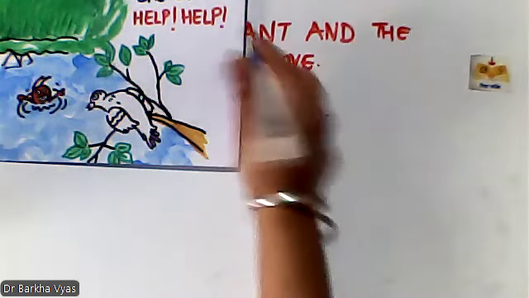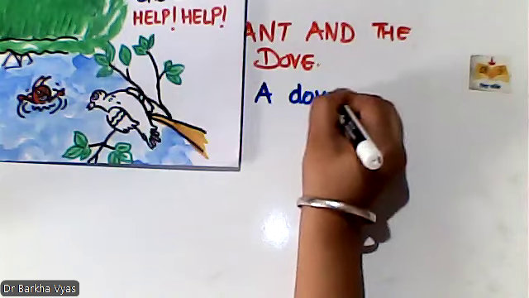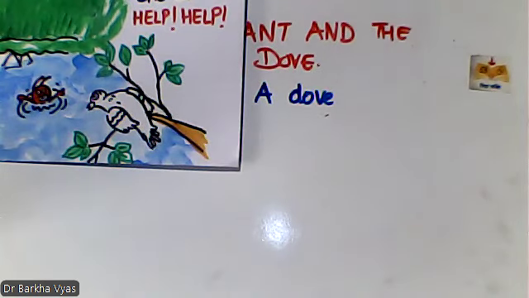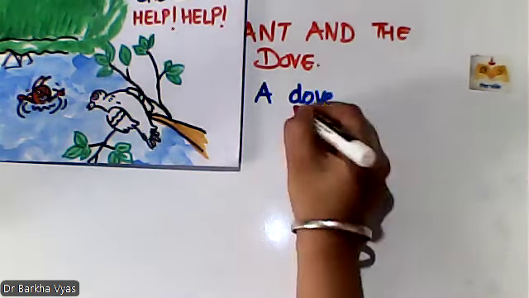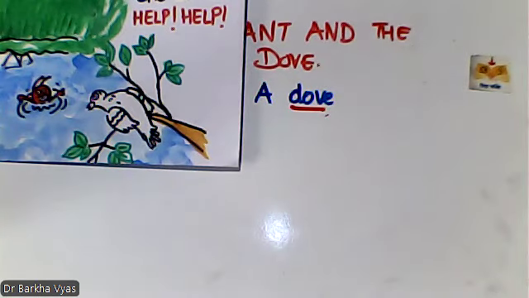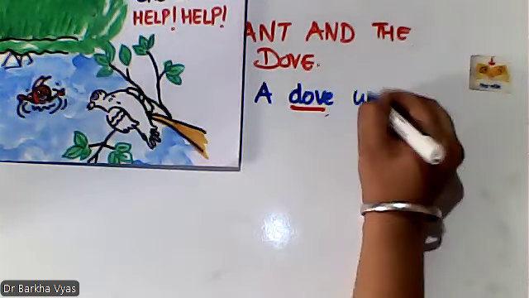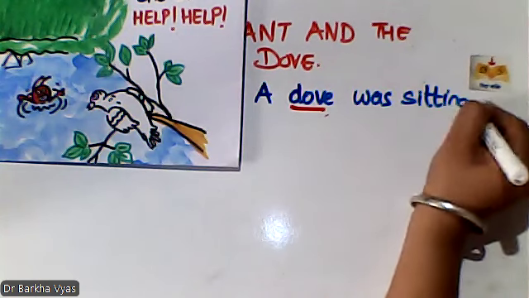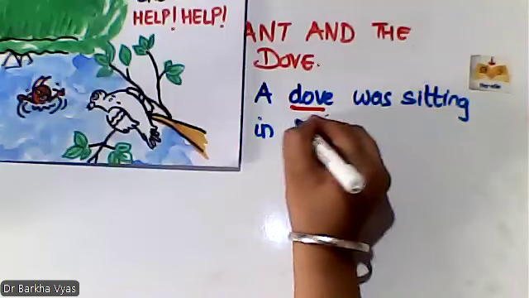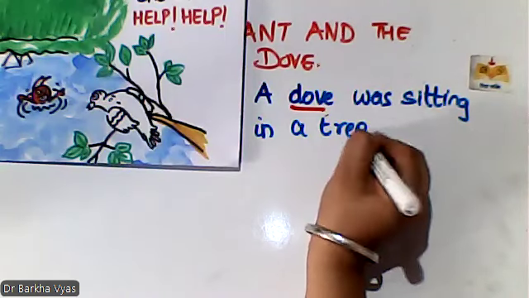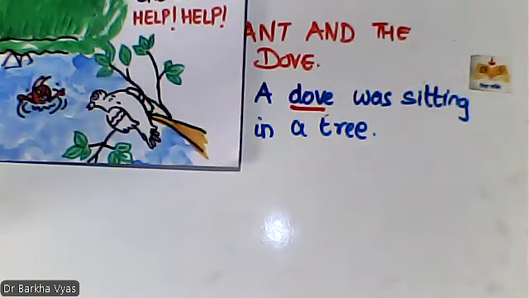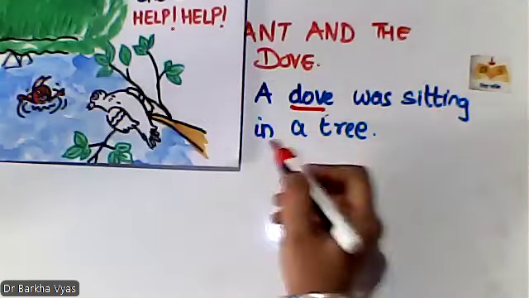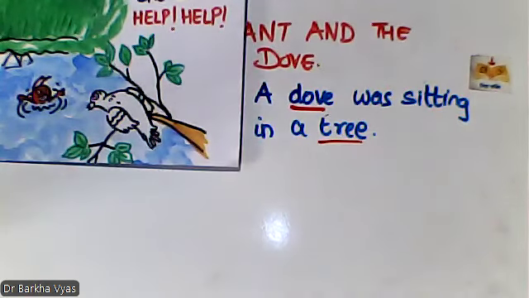She cried, help, help. A dove. Who was sitting there, kids? A dove. यानी कि सफेद कबूतर was sitting in a tree. कहाँ पे बैठी थी कबूतर? The dove was sitting in a tree.